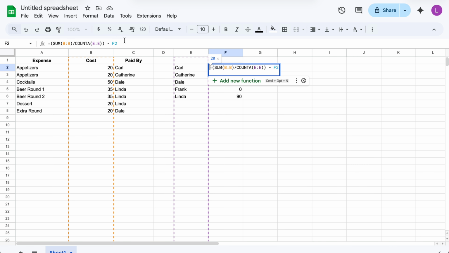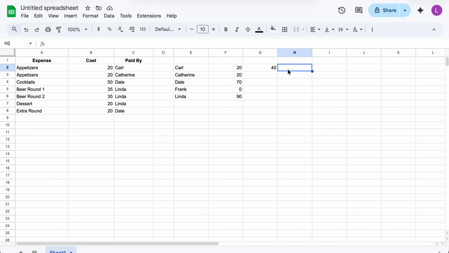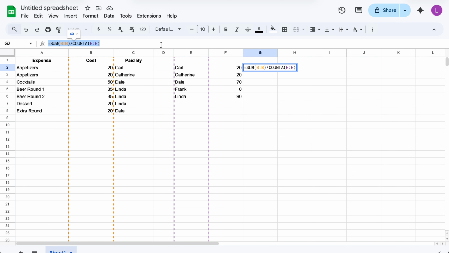Important. If the number is negative, that means they paid more than average. They are owed money. If the number is positive, they owe money.